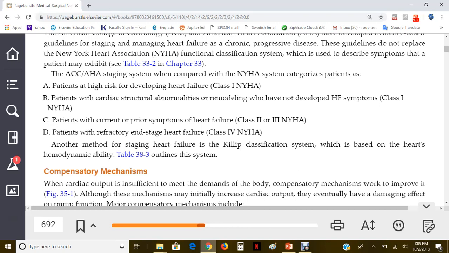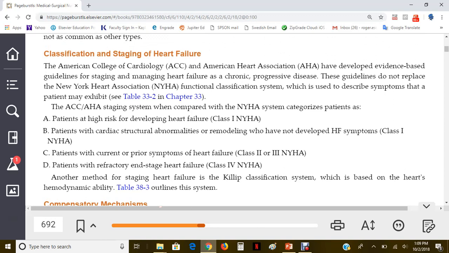And then finally, class 4 are patients with refractory end-stage heart failure, meaning these are people who require a heart transplant already. Now, how may this section be tested on the NCLEX? This may apply to a pediatric, psychiatric, med-surg, or even maternity patient.